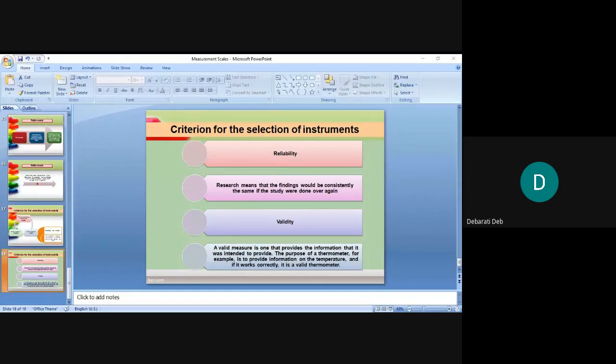So 4 measurement scales are done today. Tomorrow we will have some information regarding parametric and non-parametric tests. Okay. Any doubt, you can ask.